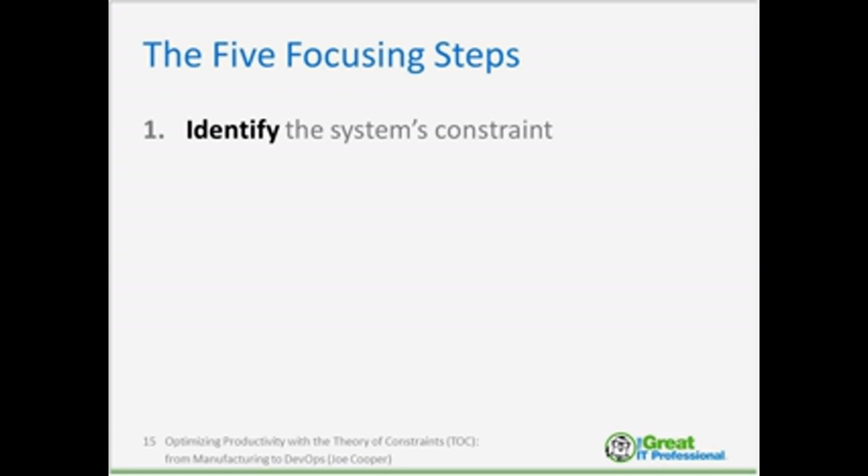So the first step in the 5 focusing steps is to identify the system's constraint. You're looking for the place that has the least capacity and the most work to do, the place that really can't keep up with the demand that's placed on it.